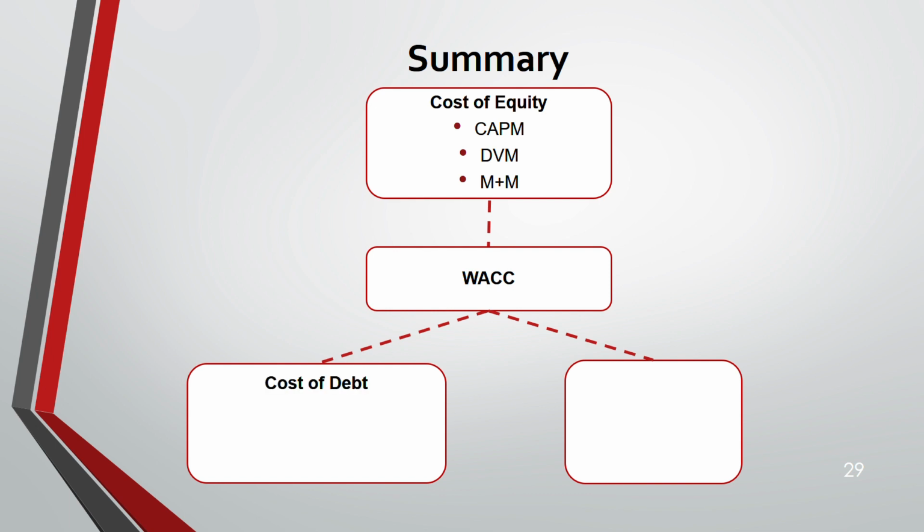Then we went through cost of debt, where we went through redeemable and irredeemable debt. Irredeemable does not have any maturity date. Redeemable, like bonds, in bond valuation, we have a redemption date. And third is credit spread. A table will be given to you. Just add that spread to your risk-free rate and get your cost of debt.